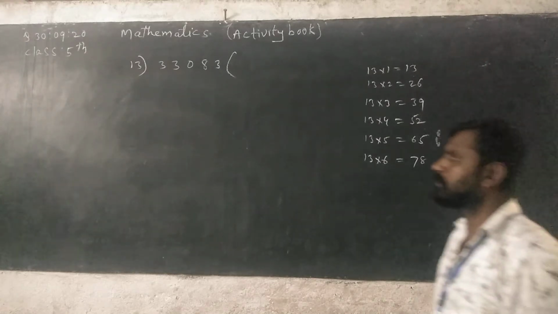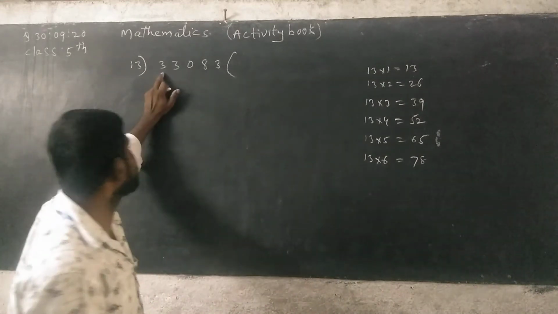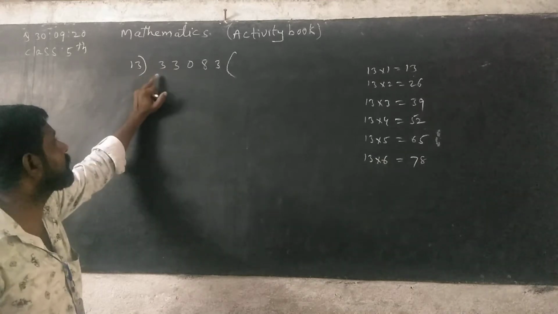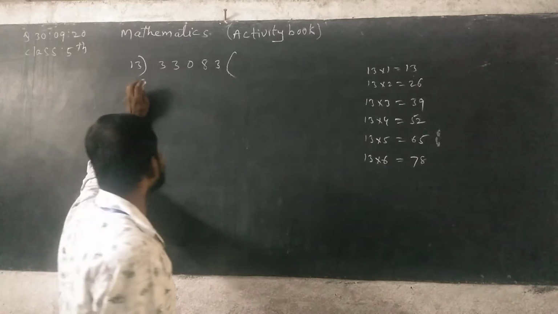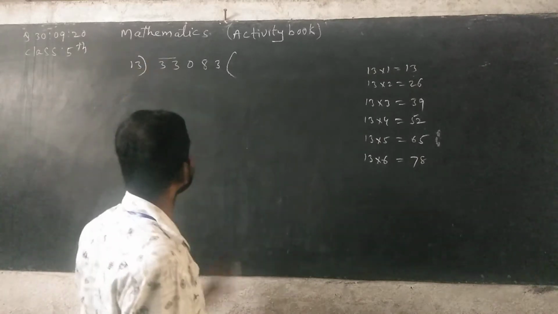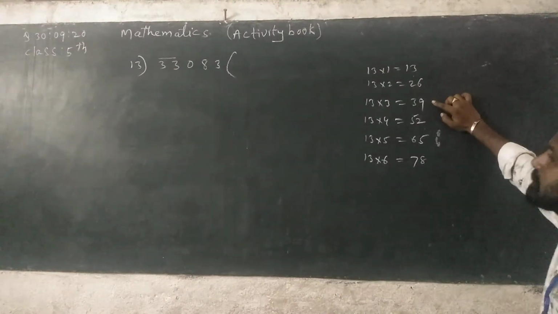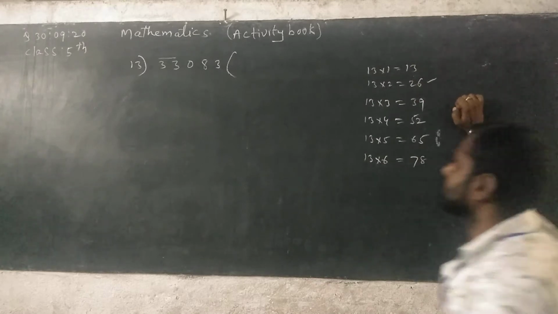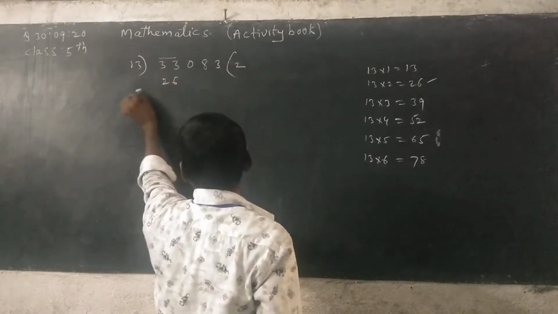See here, from the left side we have to take two digits. If we take one digit, that is 3, 3 is less than 13, so it is not suitable. So I have to take two digits from the left side, that is 33. See here where it is possible. 13 threes are 39. 39 is more than 33. Then you can take 13 twos are 26.